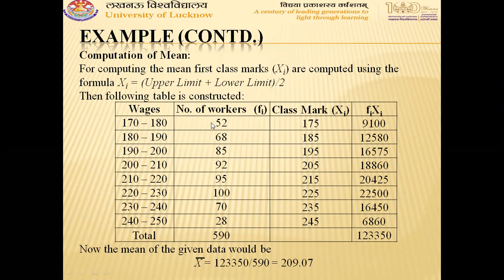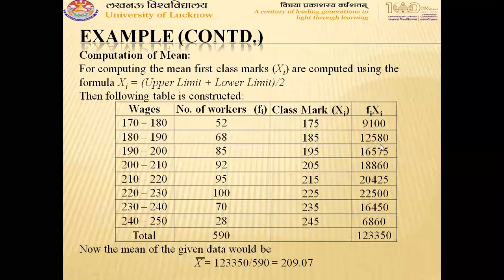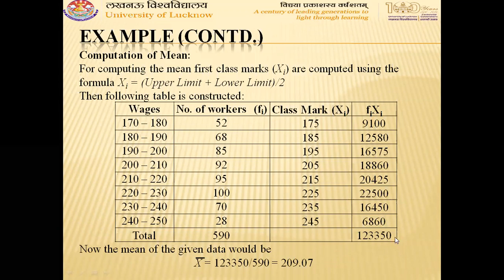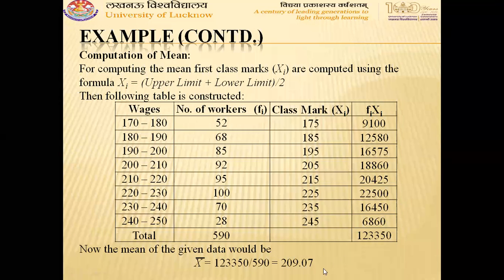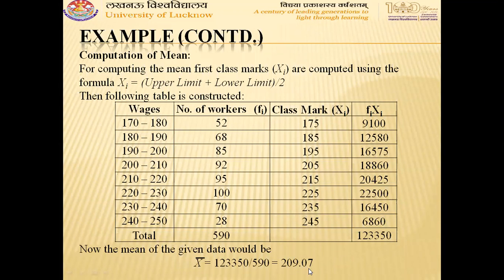Then we multiply the number of workers with the class marks, that is fi into xi. It will give these quantities. Then we add all the fi xi, and we will obtain this quantity, that is 1,23,350. The total number of workers is 590. Then mean will be obtained by dividing summation fi xi by summation fi, that is 1,23,350 by 590, which will give a quantity 209.07.